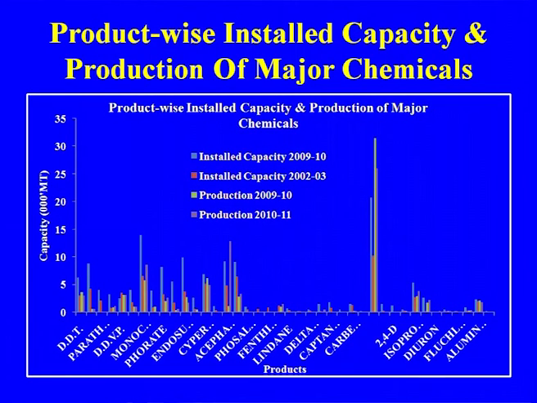This is the product-wise installed capacity and production of the major chemicals, with a comparison of 2002-3 given, and the production figures of 2009-10, and the different pesticides that we are making, that is given there.